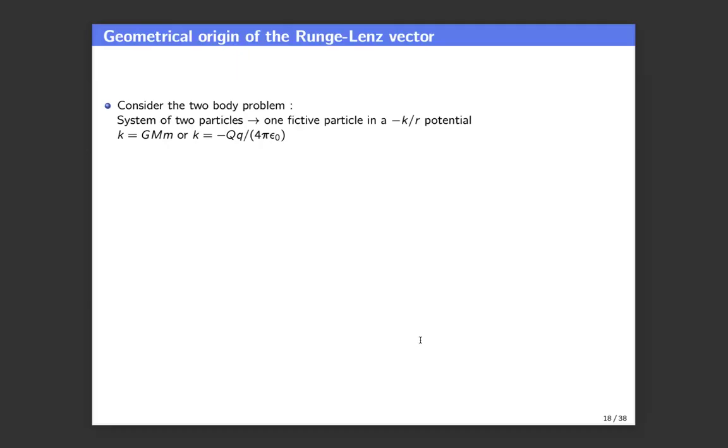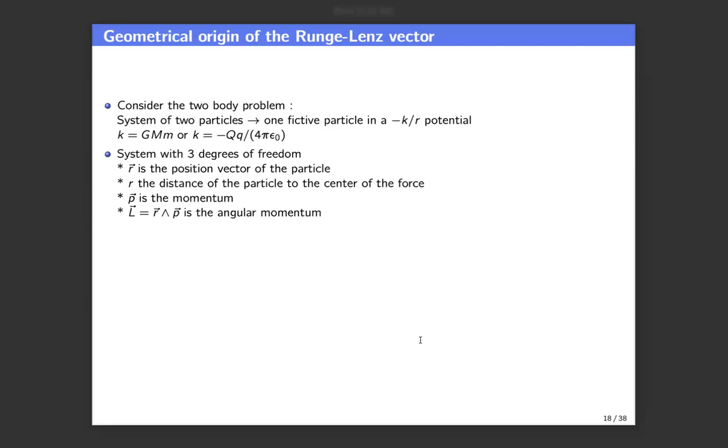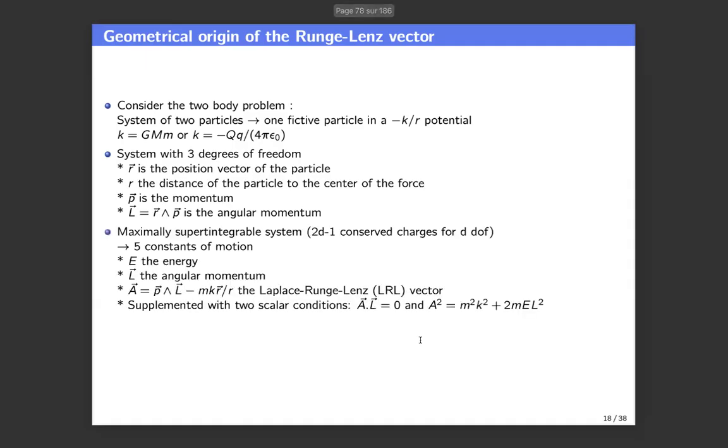So you consider the two-body problem, okay? This is the system of two particles in interaction with a 1/r potential, and this is gravitational or electrostatic. So the reduced system has 3 degrees of freedom. I call R the position vector of the particle, r the distance of the particle to the center of force, P the momentum, L the angular momentum. So at this level, everything might seem very textbook, but you will see.